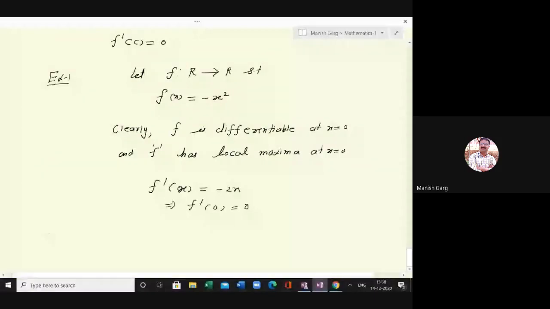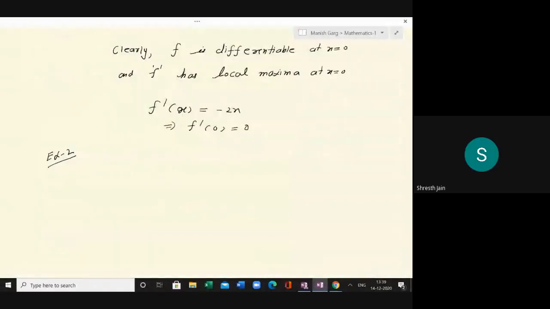If it is not differentiable, you cannot find f dash x. Clear? No, sir. Like in the example, y equals mod x, we have local minimum, global minima. But it is not a differentiable function. But sir, you told us that differentiability is the necessary condition.